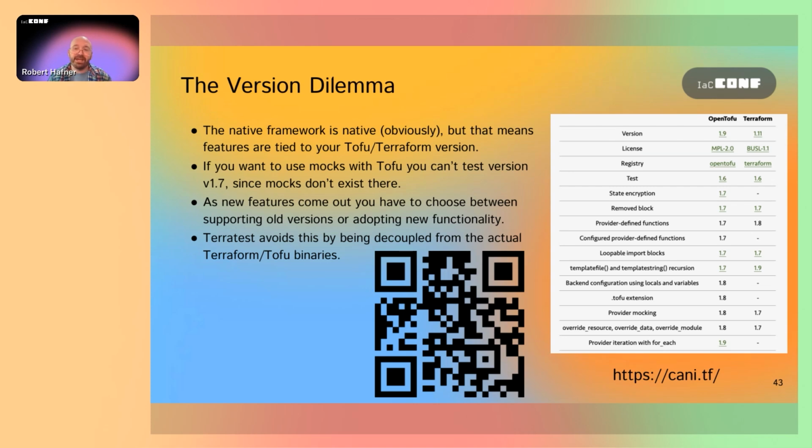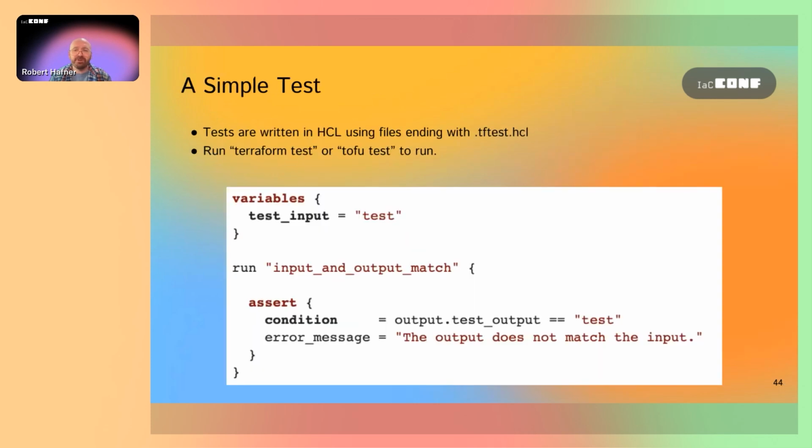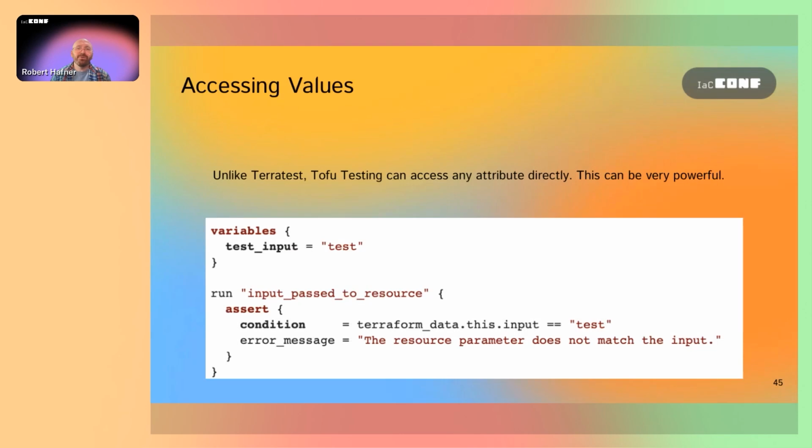This site, cani.tf, is super, super useful to figure that out. For this reason, I recommend people still stick with TerraTest if they're building modules for a lot of folks. Simple tests, as I've shown before, you just look at the output, you see if it matches what you want. But a cool thing is you can actually access values inside of it. This is something TerraTest can't do.